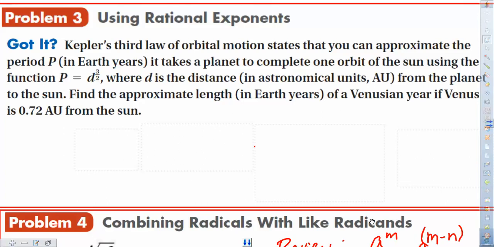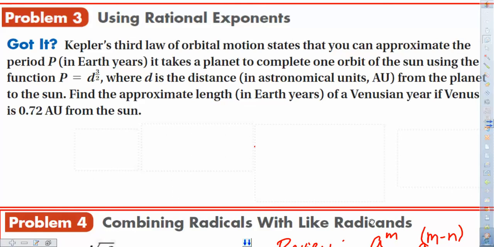Problem 3 should be pretty short because essentially all we're doing here is using the concepts that we just looked at in problems 1 and 2 and applying them to a story problem. In this particular story problem, they're using Kepler's third law of orbital motion.